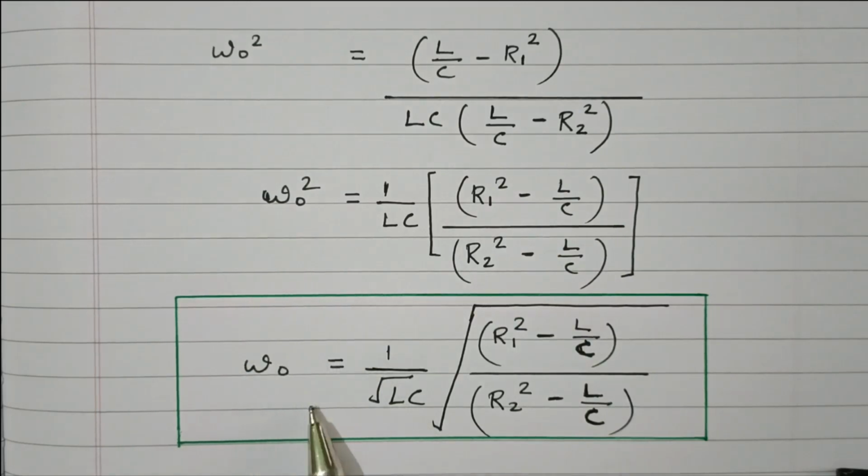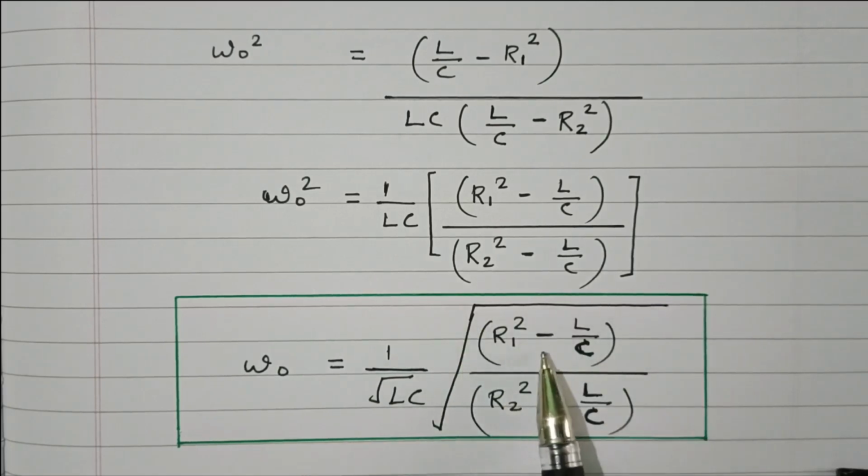So omega naught is nothing but you have to take the square root on both sides. 1 divided by square root of LC into square root of R1 square minus L by C divided by R2 square minus L by C. So this is the resonant frequency.